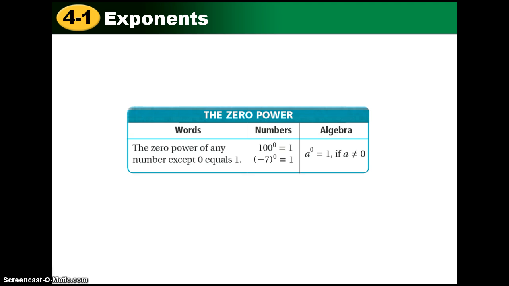And finally, the 0 power. The 0 power of any number except 0 equals 1. So 100 to the 0 power is 1. Negative 7 to the 0 power is 1. As long as 0 is not the value of the base, it will equal 1.